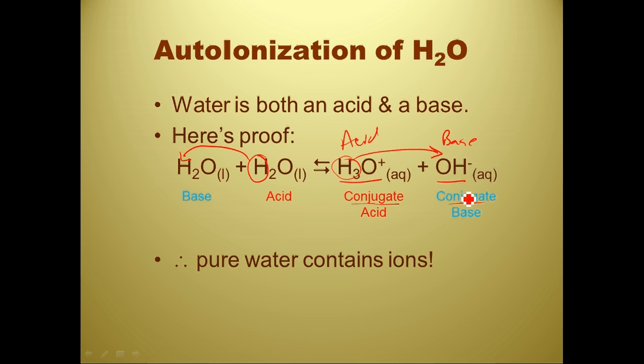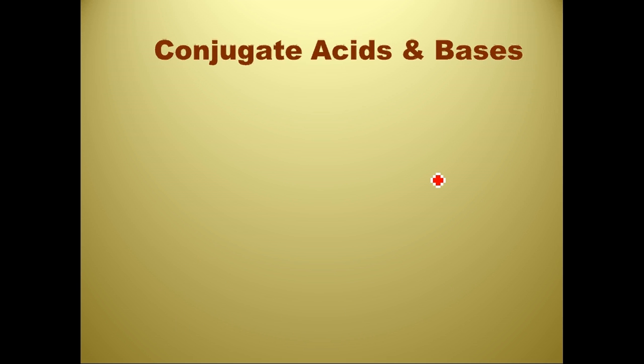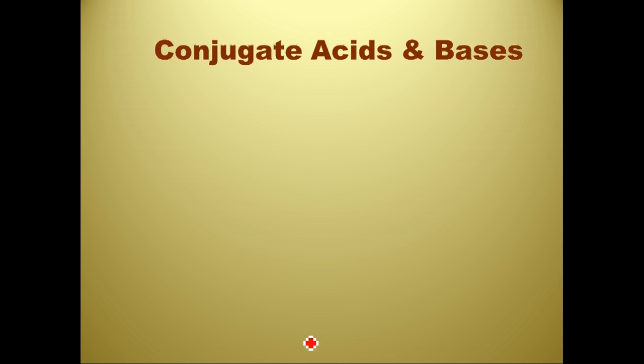All right, so the summary of this slide, pure water does contain ions. It contains both hydronium and hydroxide ions. Those ions must be in the same concentration because if you take away one proton from one water, you're going to have to give it to another. So you're going to have a 1-to-1 ratio, which means that water is ultimately neutral. Okay, this number down here that's on the slide, we're not going to worry too much about until tomorrow when we start talking about doing calculations. So we'll talk about that more in depth tomorrow.